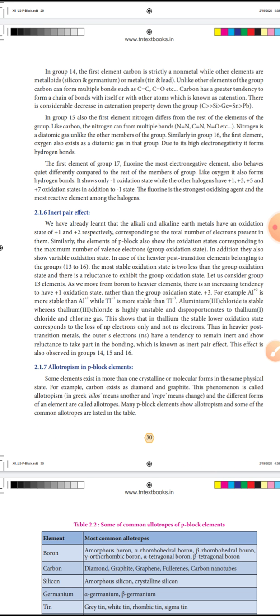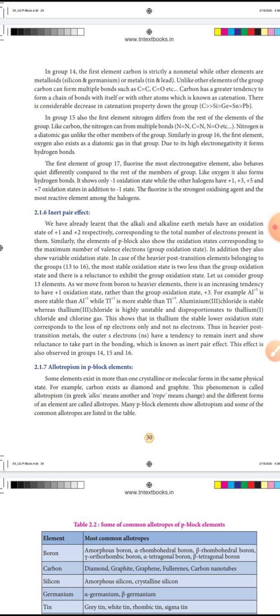Group 14, the first element is carbon. Carbon is a non-metal. The other elements are metalloids and metals. Metalloids are silicon and germanium. Then metals, tin and lead. Other elements of the group cannot form multiple bonds, only carbon forms multiple bonds. So carbon has the tendency to form chains of bonds. This is called catenation.